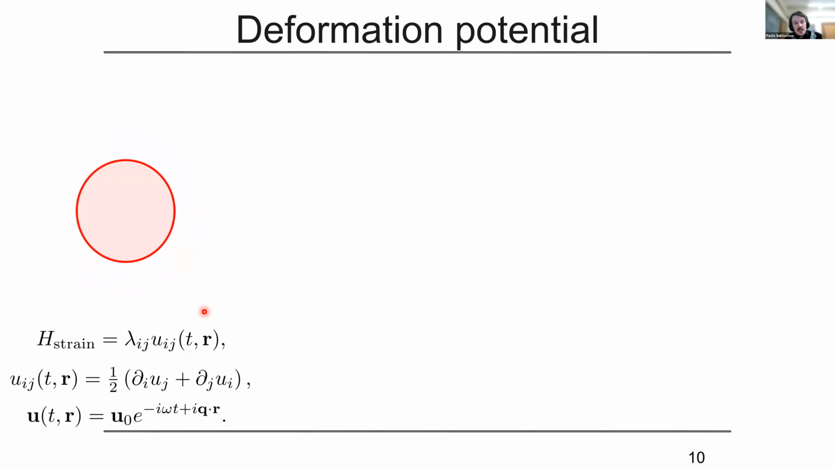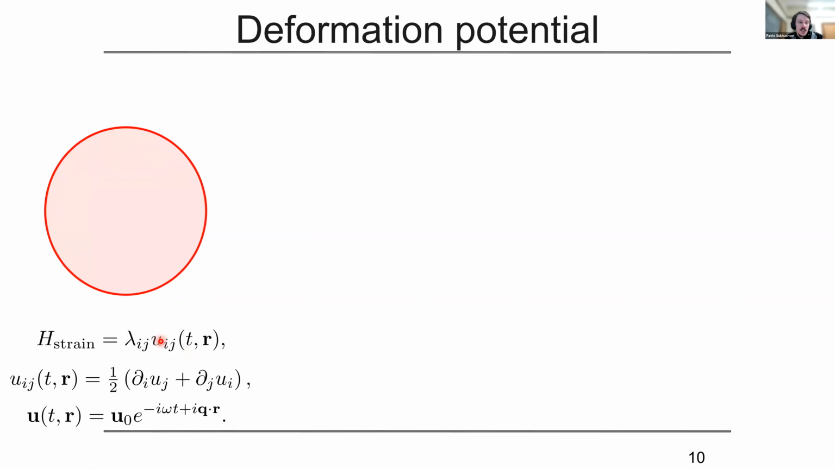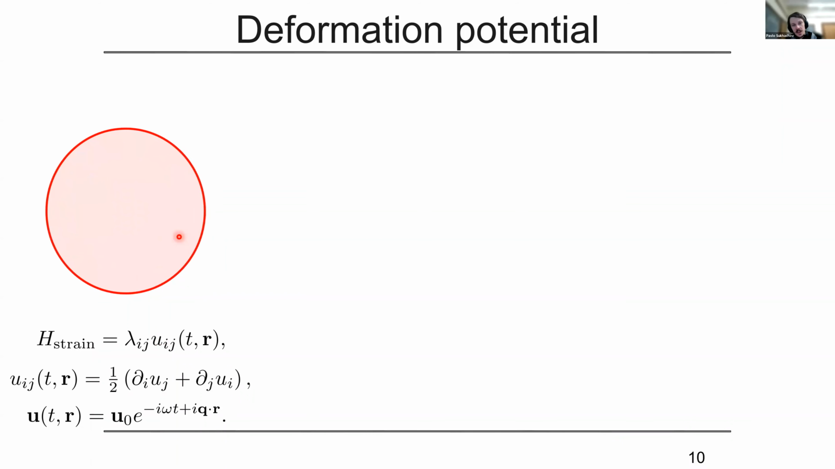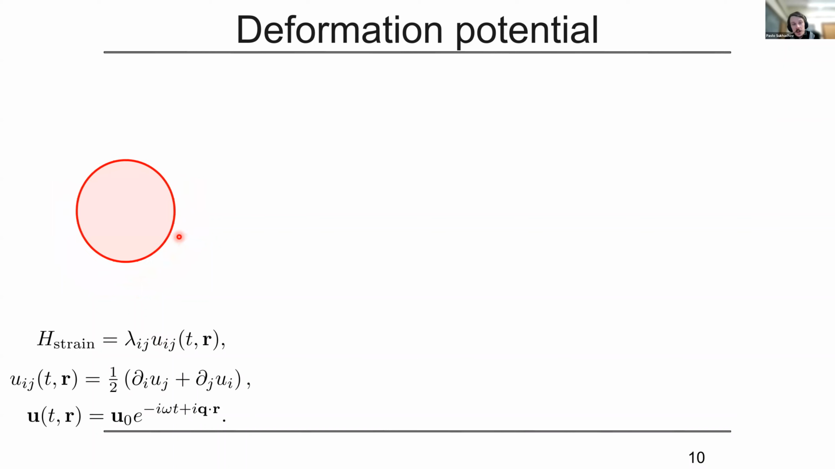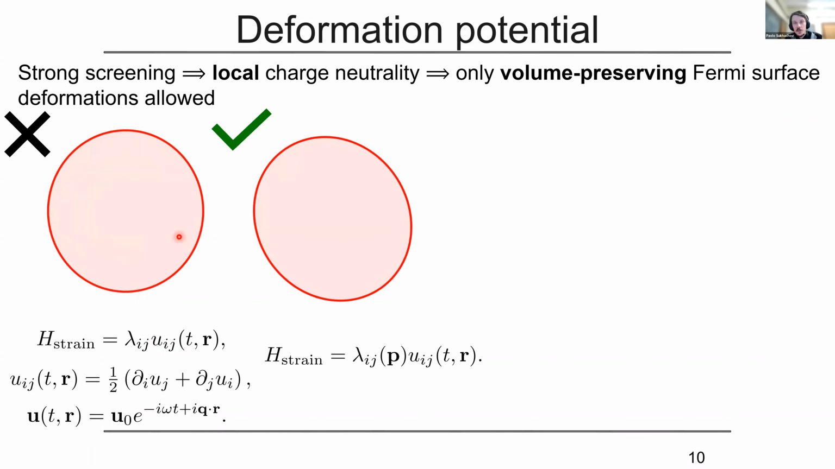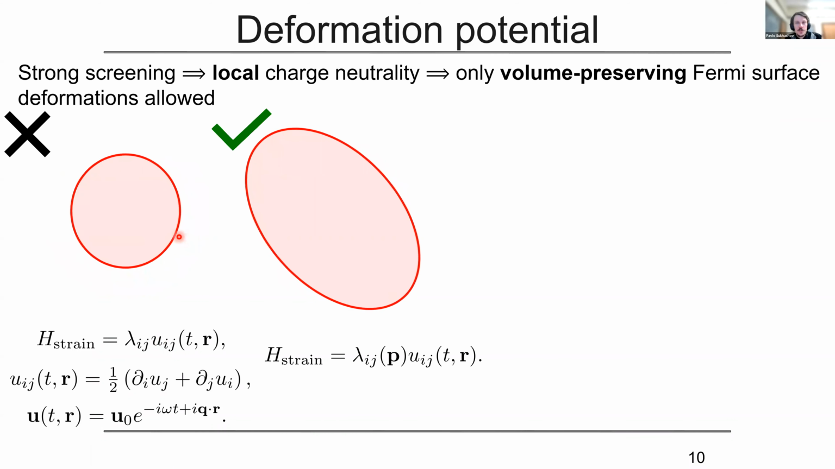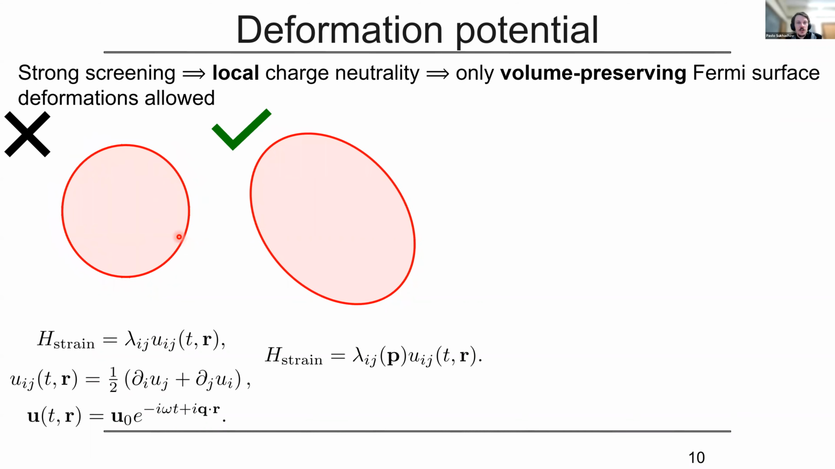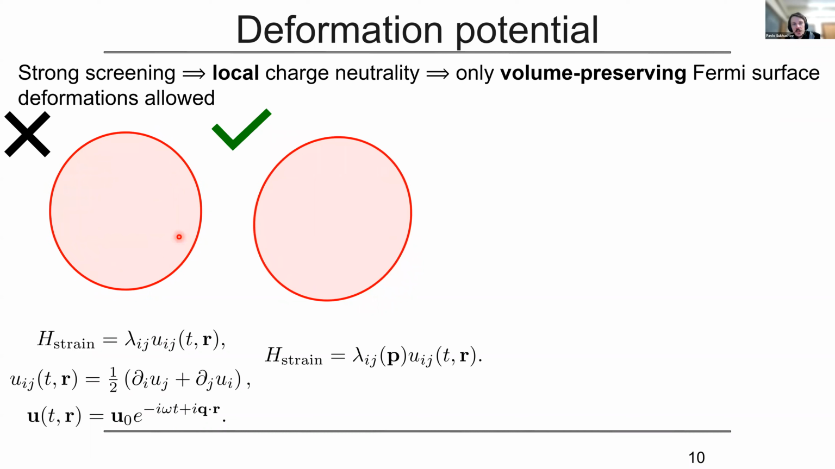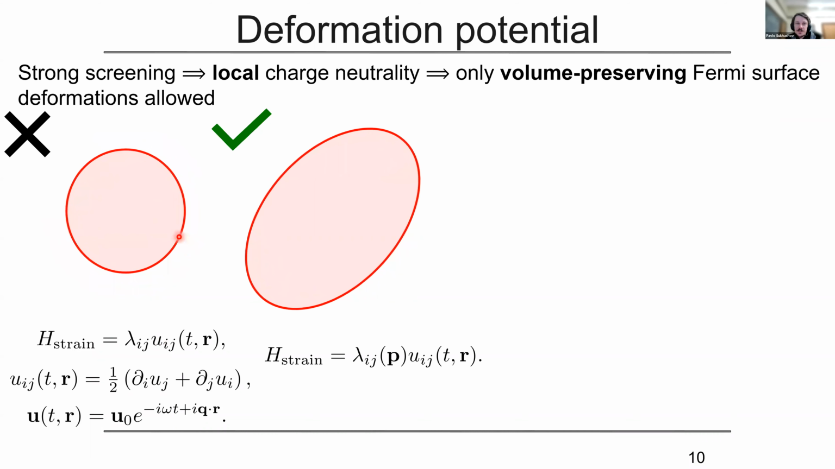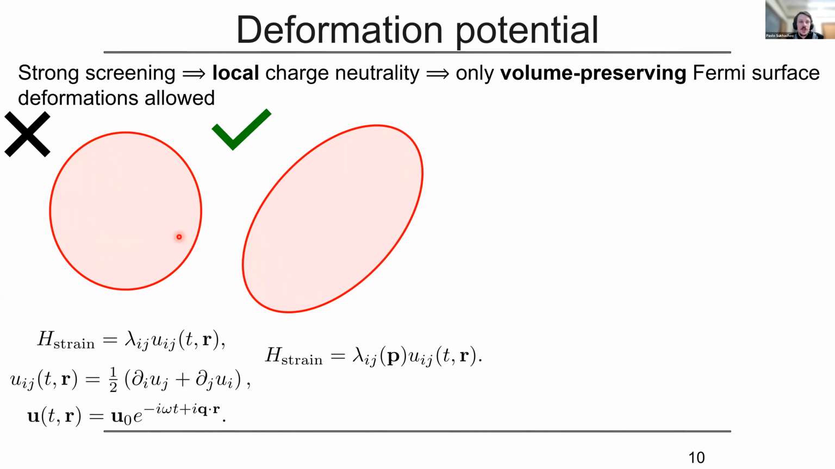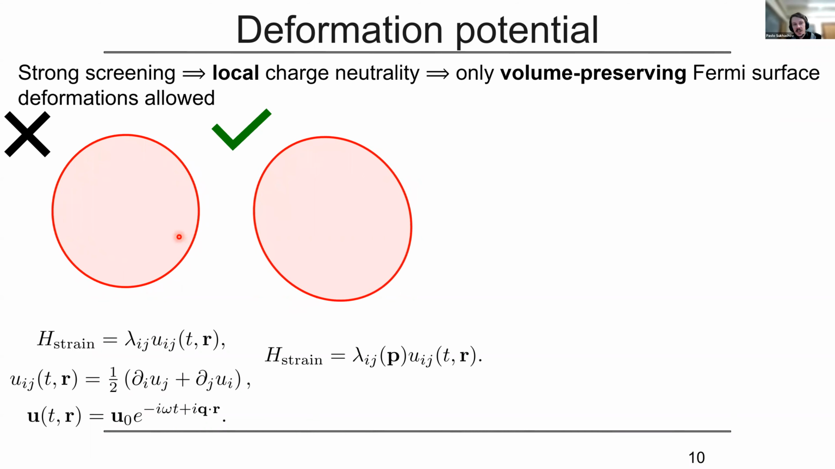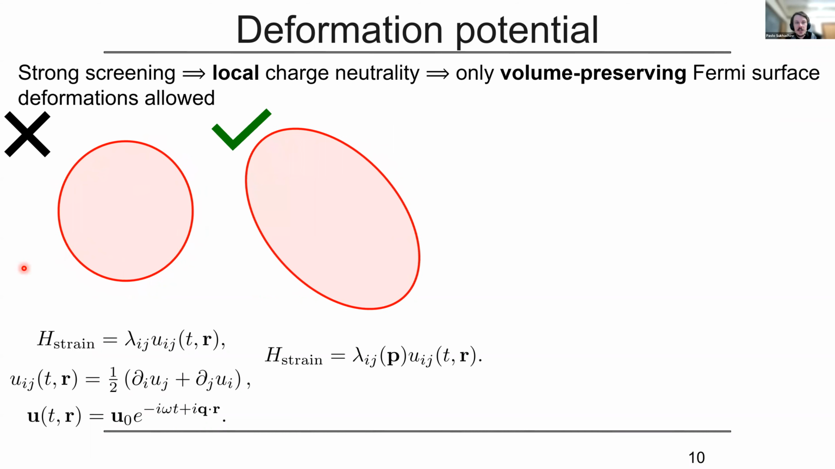So the simplest deformation potential will be just a constant here, which will change the Fermi surface as follows. Looks nice, simple, but in metals, this doesn't work, because if we change the volume of the Fermi surface, we are breaking local charge neutrality. But in metals, there is a strong screening, and this breakdown and deviation of the local charge neutrality are quite costly in energy. Hence, such a channel will become suppressed.